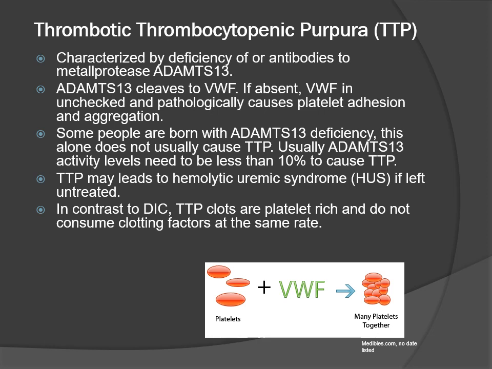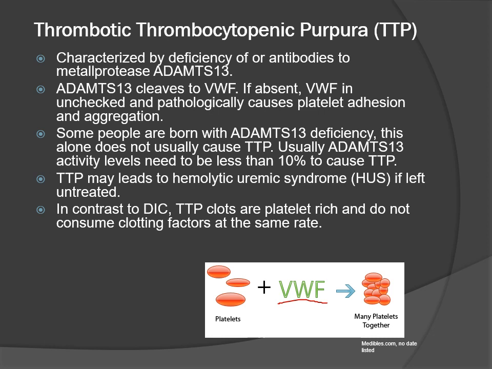What ADAMTS13 does is it cleaves von Willebrand factor. And so when there's not enough ADAMTS13, von Willebrand factor, as you can see here, lets those platelets clump together. The platelets just clump together and cause clots and all kinds of issues. Usually you see an ADAMTS13 level of less than 10% with TTP, but it could be a little more than that. It varies, but that's a typical cutoff to start suspecting this.